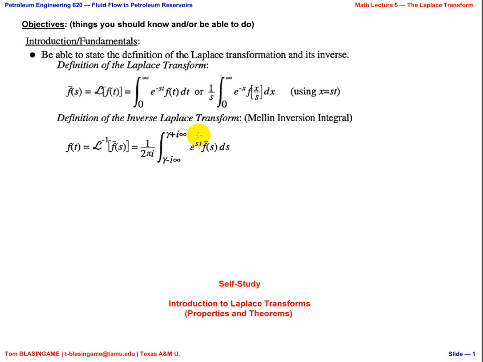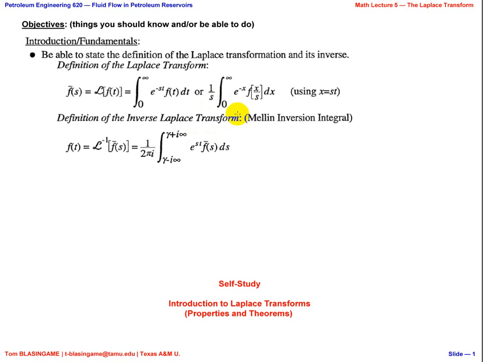So Dr. Blasingame has a joke to start this, so I think I have to tell it on his behalf. Otherwise, you cannot say that you took 620. He always says that the Laplace transform is like marriage: it is easy to go in, but almost impossible to go back. So yeah, now you can say that you took classes with him.